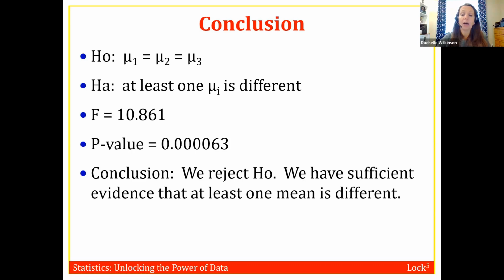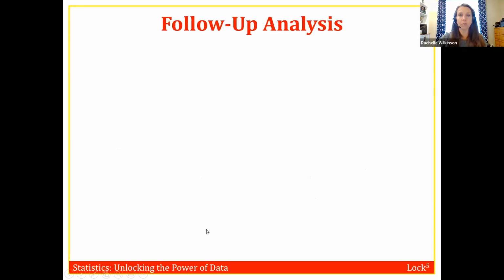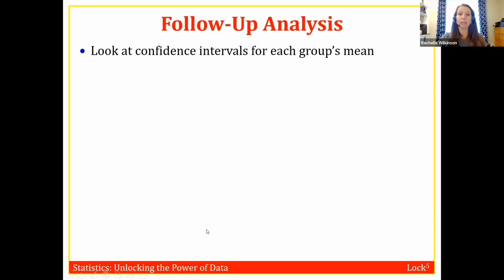All right, so now we've done this overall test. We found out that at least one mean is different. Now we want to go ahead and do our follow-up analysis so we can figure out which mean or means are different from each other. For that follow-up analysis, we're going to create confidence intervals for each of the groups, looking at each group's mean.